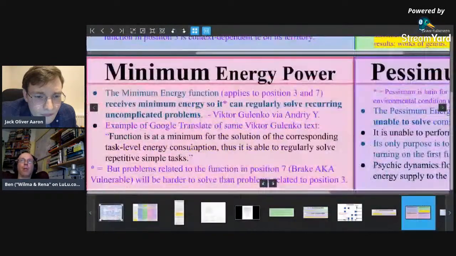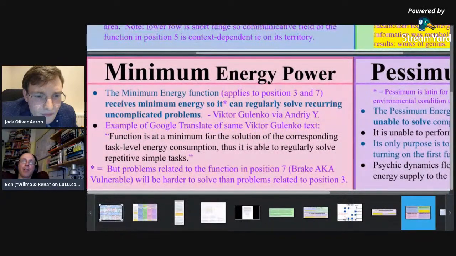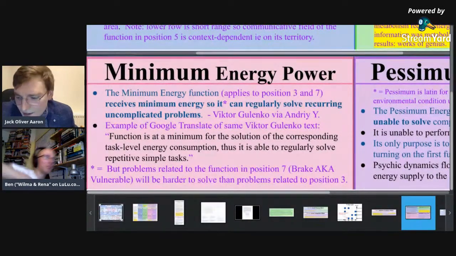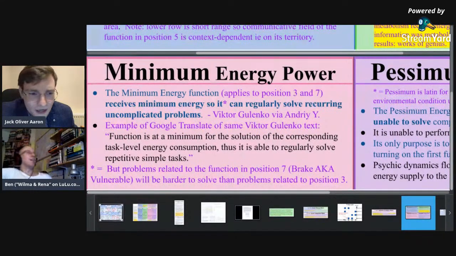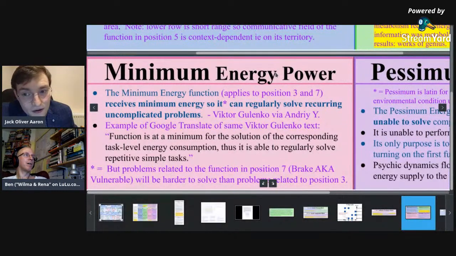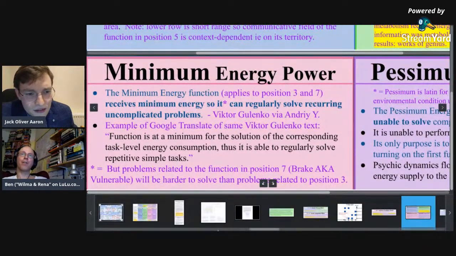Minimum energy power. The minimum energy function applies to positions 3 and 7. Sorry, Ben, because I'm really trying to understand this. You're presenting me the optimum energy, and I pointed out that it didn't quite make sense for the suggestive function to be optimum. You said, well, that's where spatial distance comes into it. So how? Do you want to go over that right now?